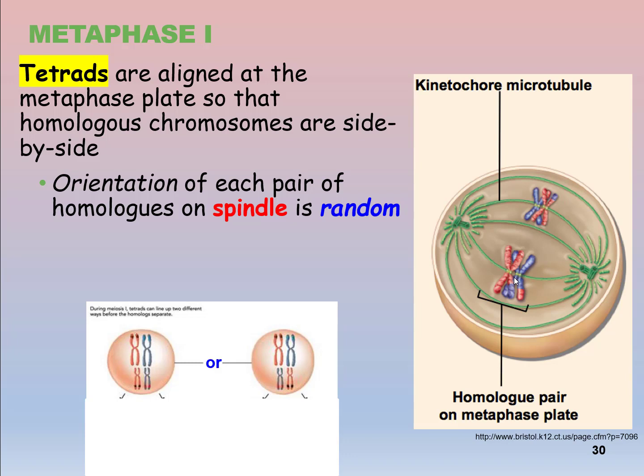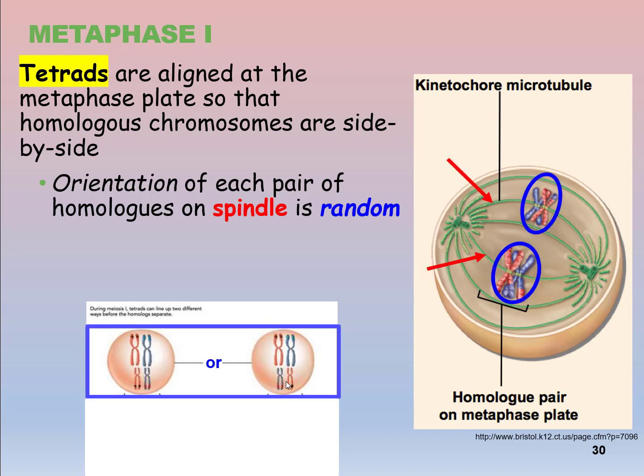Now, we talk about the orientation of each pair of homologs on the spindle as random. Basically, we've got these color-coded to make it a little bit easier. So here we can see the red on this side, the blue on this side, but it could line up so the red is on this side, the blue is on this side, but look here, this is where it's different. It could line up so this is still red and blue, but now over here, this is blue and red. And this is for a cell that has very few genes. So the more chromosomes any cell has, the more complex this gets. So where does it land, one way or the other?